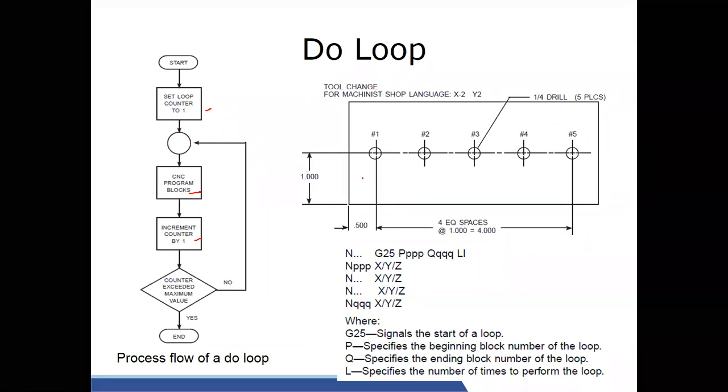Here, a simple example I have given in this slide. Our intention is to make 5 different holes, equally spaced. Here it is 1 mm, or 1 inch, I think it is CGS unit. It is 1 inch. This is 1 inch. Okay, all 5 holes are equally spaced.